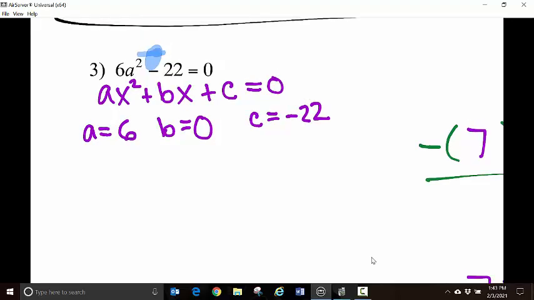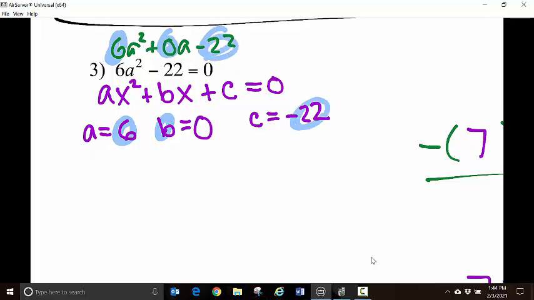Guys, if I were to rewrite this, then it's obvious. This is my A, this is my B, and this is my C. Why wouldn't the B be 22? Because in order to have it be a B, you have to be next to the variable. It's not the order in which it shows up. All of the A's are in front of the x squared. All of the B's are in front of the x or whatever variable, and the C's are all by themselves.